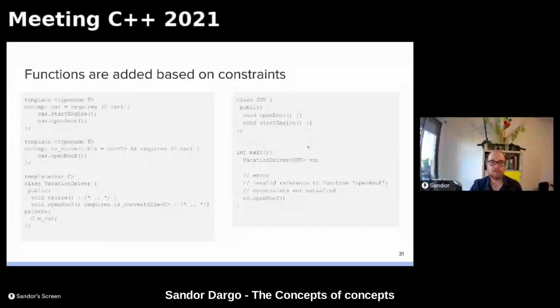Then we have an SUV, which is not a convertible, so it only has the open door and start engine functions. And when you try to call open roof on this vacation driver SUV here, then we get a compilation error because we have an invalid reference to this function open roof. It's not part of vacation driver SUV because is convertible is not modeled by SUV.